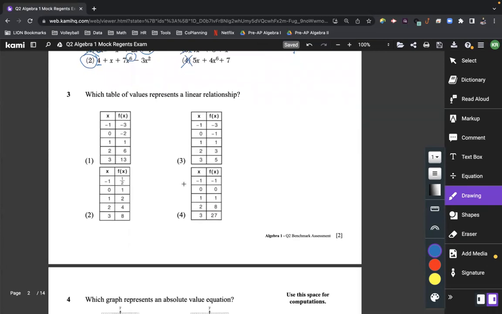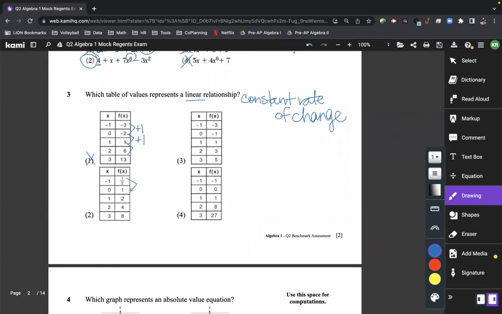Which table of values represents a linear relationship? Remember that in a linear relationship, you have a constant rate of change. That means you're adding or subtracting by the same number every time. So just looking here, 3 to negative 2, I could have added 1. Negative 2 to 1, I could have added 1. But from 1 to 6, that's a distance of 5, so it's not 1.